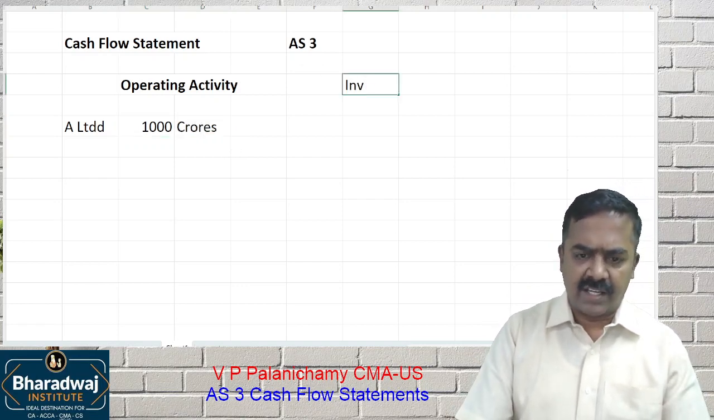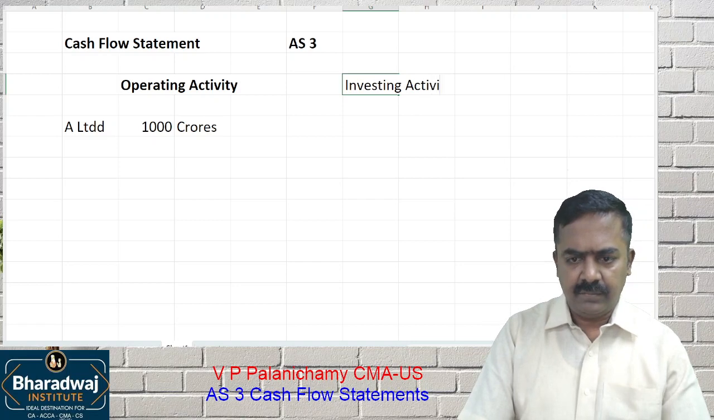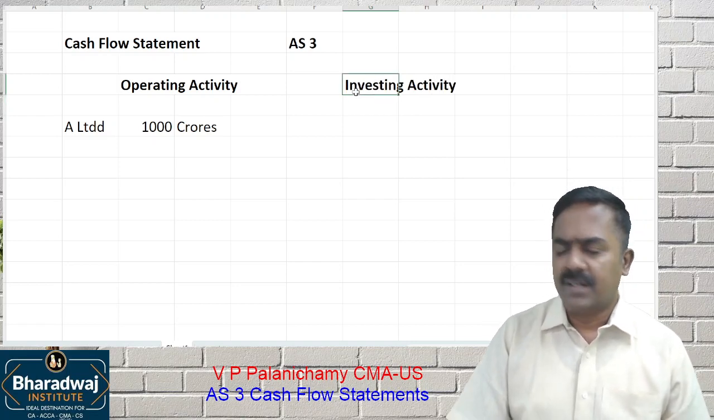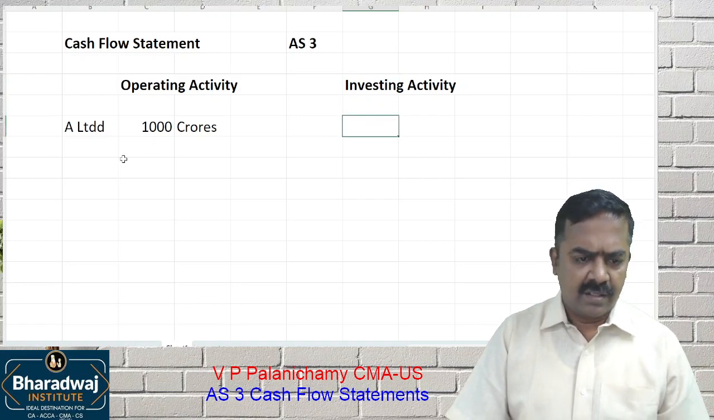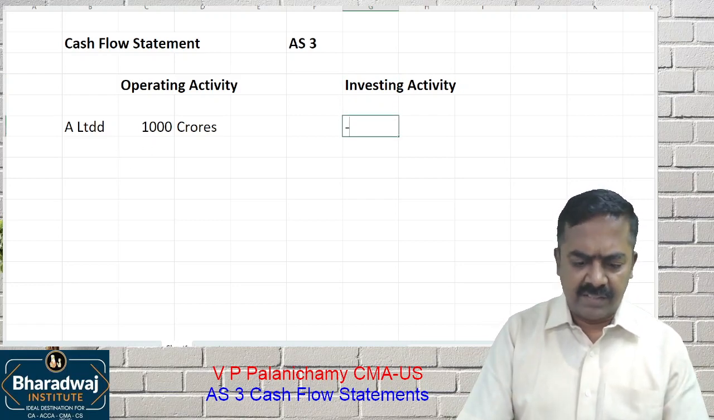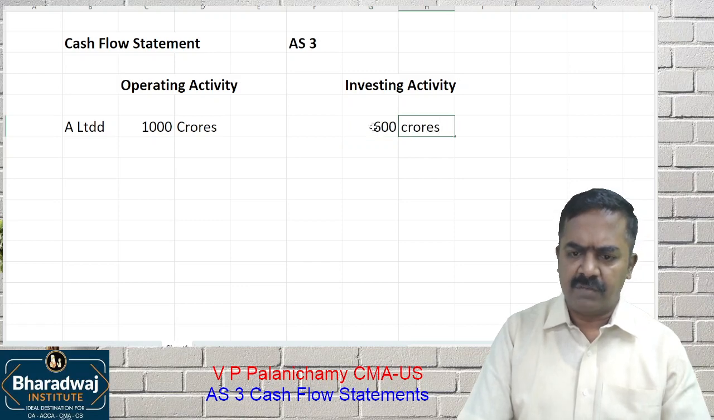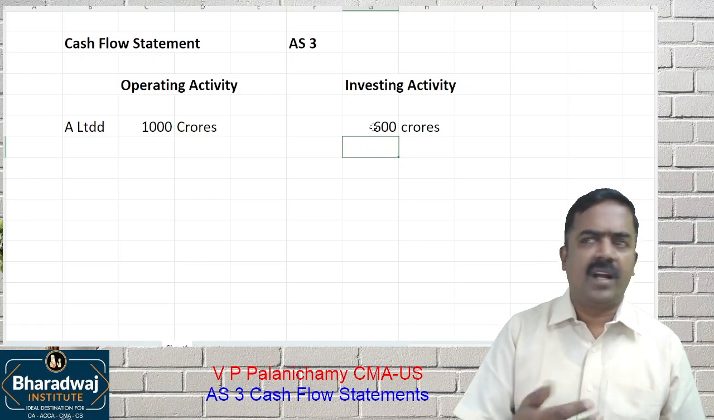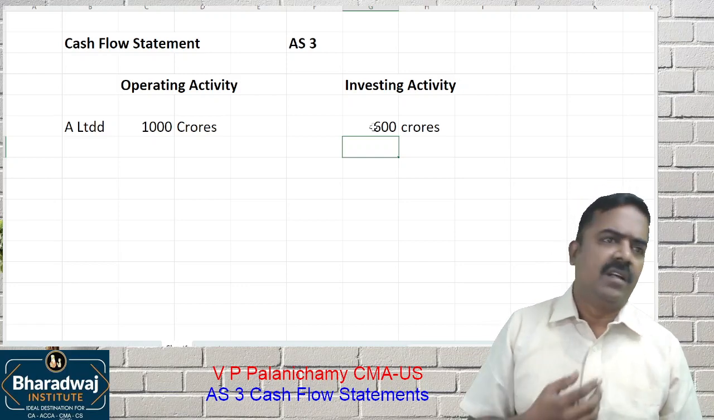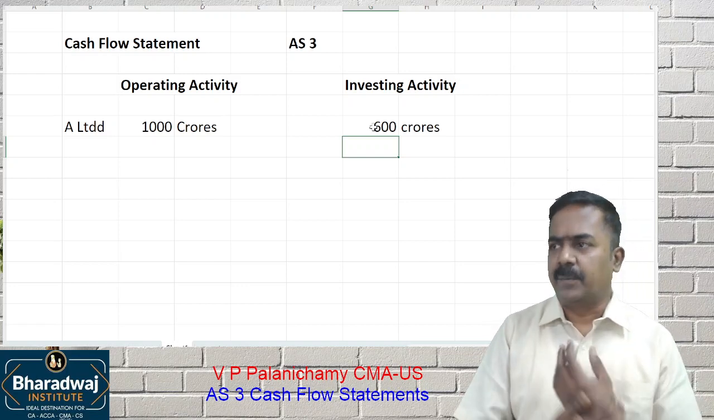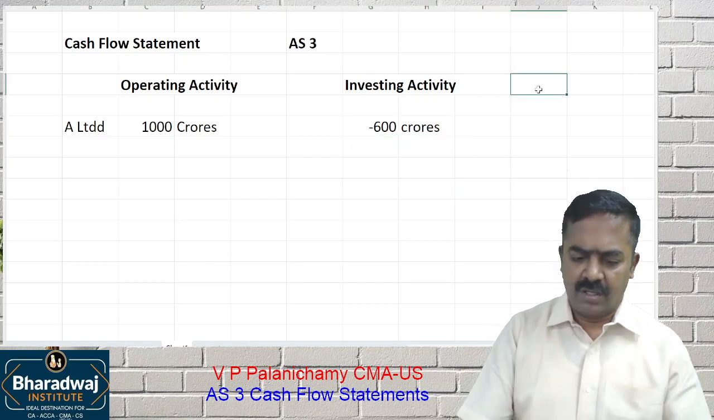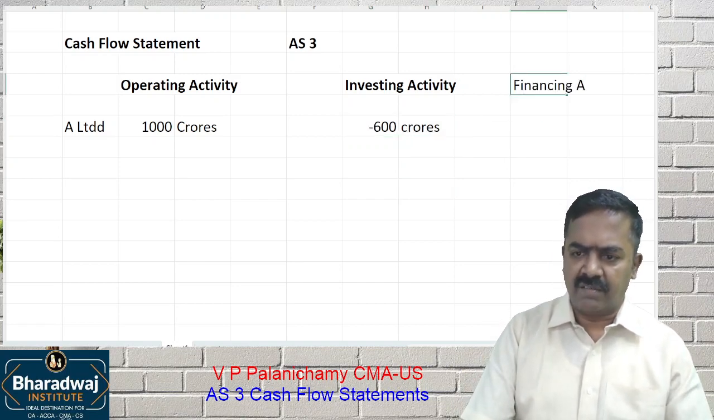Next is investing activity. Investing means purchase and sale of assets. A Limited has invested about 600 crores. It has a minus cash flow, which means they invested. What do you mean by invested? Purchased new land, new building, new machinery. They increased working capital. They expanded business by spending 600 crores. Next one is called financing activity.